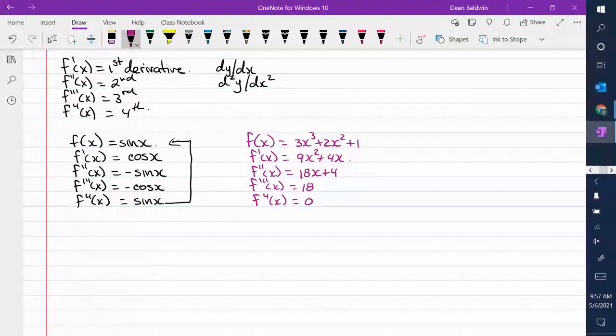Yeah, it's just how many times you have to do it, right? So if it's a degree 3, we had to do it 4 times to get to 0. So if it was a degree 5, you'd have to do it. If it was a degree 58, you'd have to do it 59 times, right? It's always one more than what the degree is. Okay? So what if I said this?